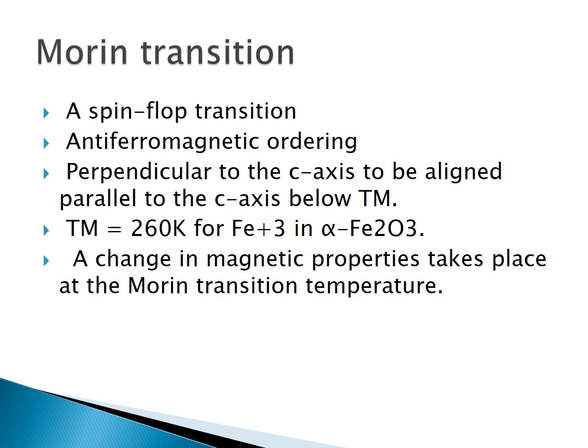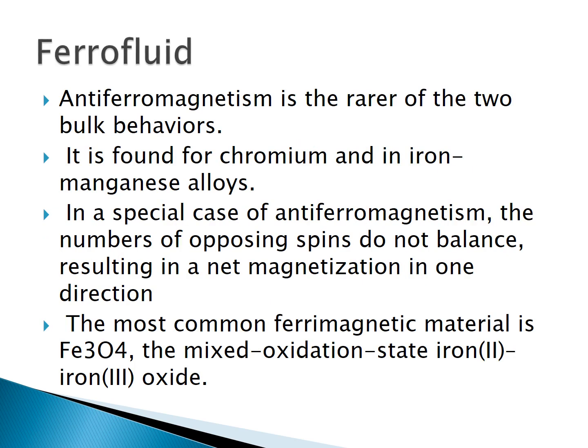Morin transition. A spin flip transition in which the antiferromagnetic ordering perpendicular to the C axis becomes aligned parallel to the C axis below the Morin transition. What is the Morin transition? The Morin transition depends upon temperature, and when we change the temperature the magnetic behavior will change. This is called the Morin transition. The Morin transition temperature for iron 3+ in alpha Fe2O3 is 260 Kelvin. A change in magnetic property takes place at the Morin transition temperature.